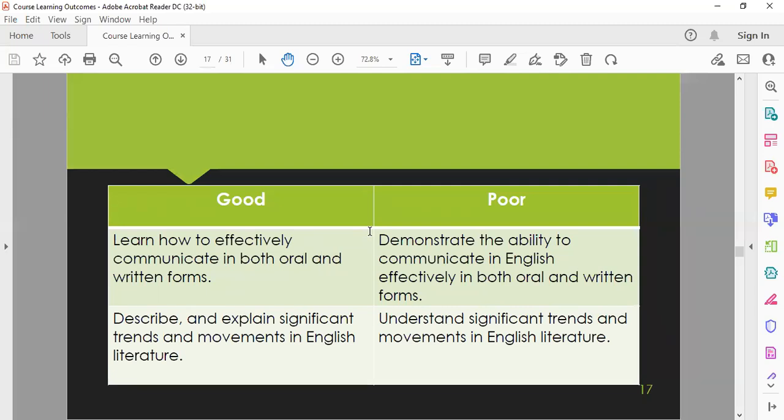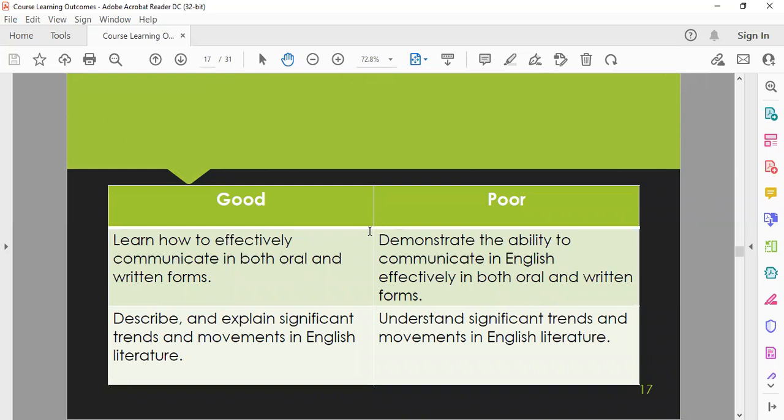What do you think? I just want you to read the first one, and I'm expecting you to tell me which one. If we look at the first row, we have two outcomes. Good and poor, forget about that, what is written there. But which one do you think of these is a good learning outcome? Which one do you think is a poor one? The first one says, learn how to effectively communicate in both oral and written forms. The second one says, demonstrate the ability to communicate in English effectively in both oral and written forms. So this might be a course learning outcome or a program learning outcome.